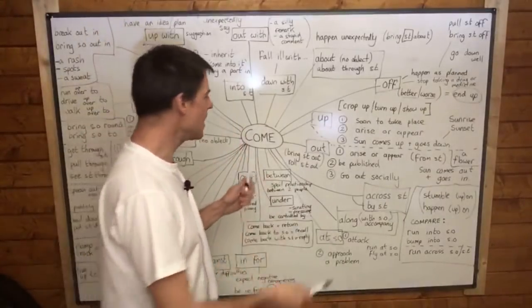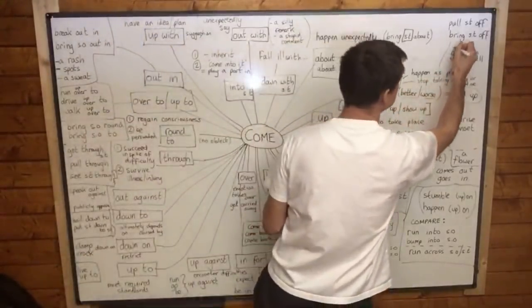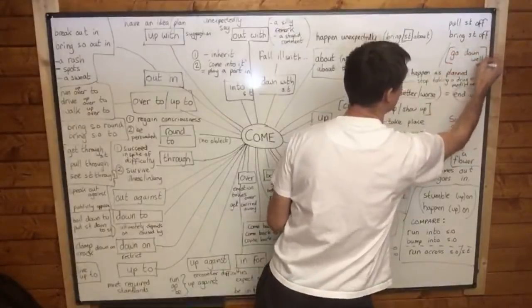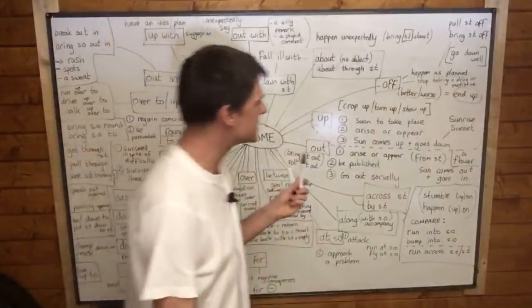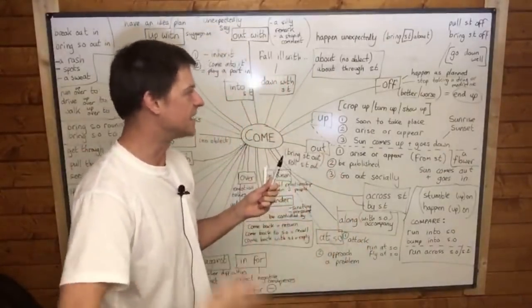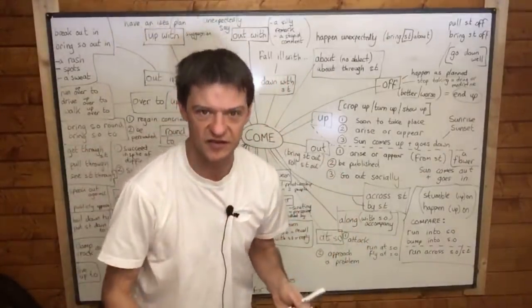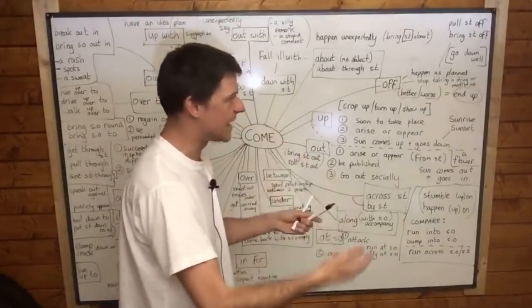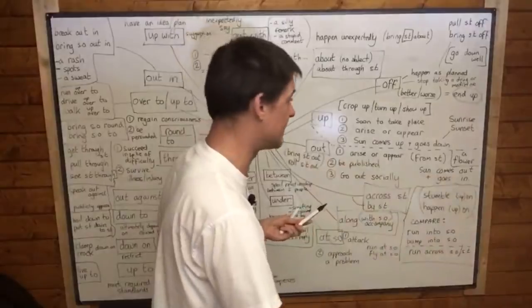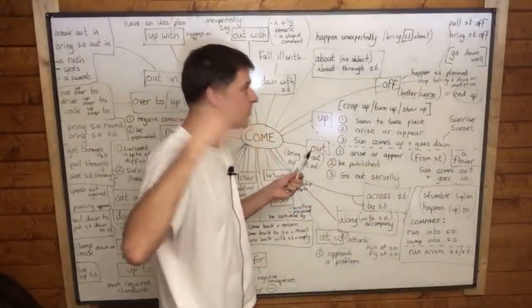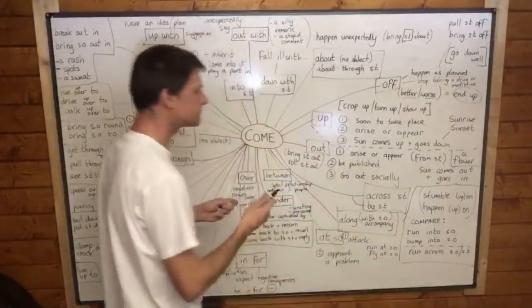Yeah? And I wanted to remind you as well that go down is quite often happen as planned. So if you say the party came off well, the party went down well, both of them mean the party took place and it was a successful party. It went down well. The guests liked it. Yeah, that's what it means when you say the party went down well. If you say it came off, it just sounds successful.